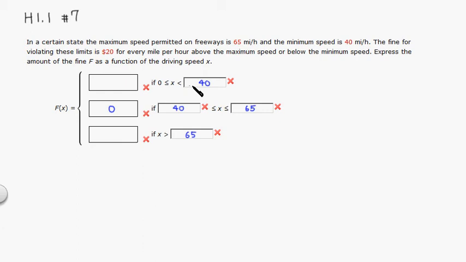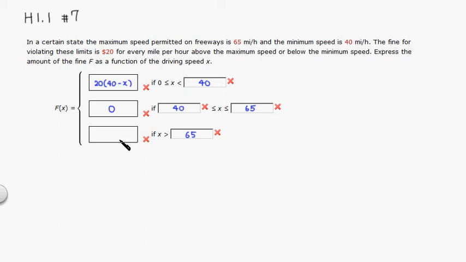Let's say it's under 40, so you're going too slowly, X miles per hour. We have to look at the difference between 40 miles per hour and X, so the difference would be 40 minus X. So we have this many miles per hour too slow. Every mile per hour is going to cost you $20, so it's going to be 20 times the quantity 40 minus X.